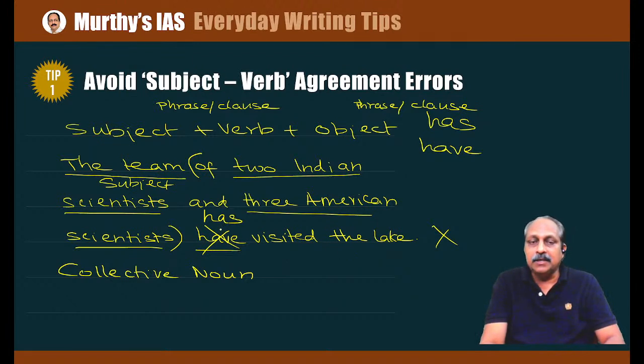This is what precisely we call subject verb agreement. This is one example. And this goes with the subject, which is a collective noun. And subject can be one word, it can be a phrase, it can be a clause.